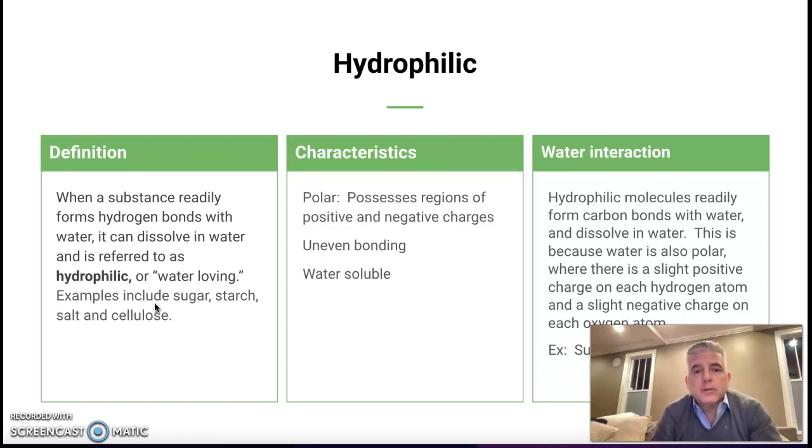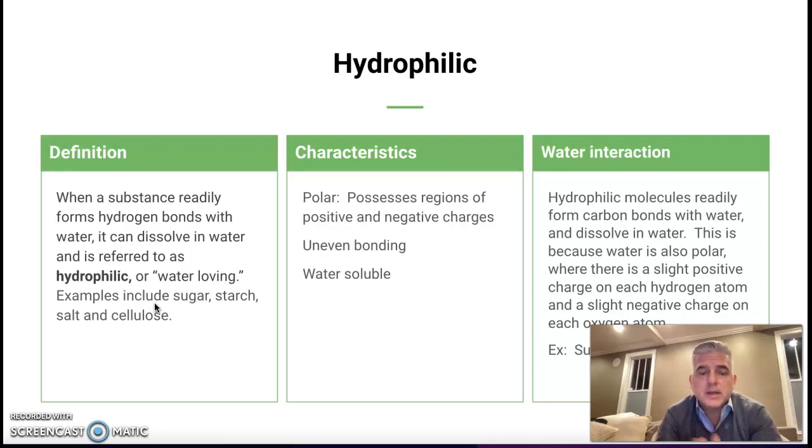At the molecular level, the way that I would describe a hydrophilic molecule is when a substance readily forms hydrogen bonds with water. This also means it can easily dissolve in water and is known as water soluble. Hydrophilic actually translates into water loving, and so that's what that word means. Examples of water loving or hydrophilic molecules include sugar, starch, cellulose, and salt.